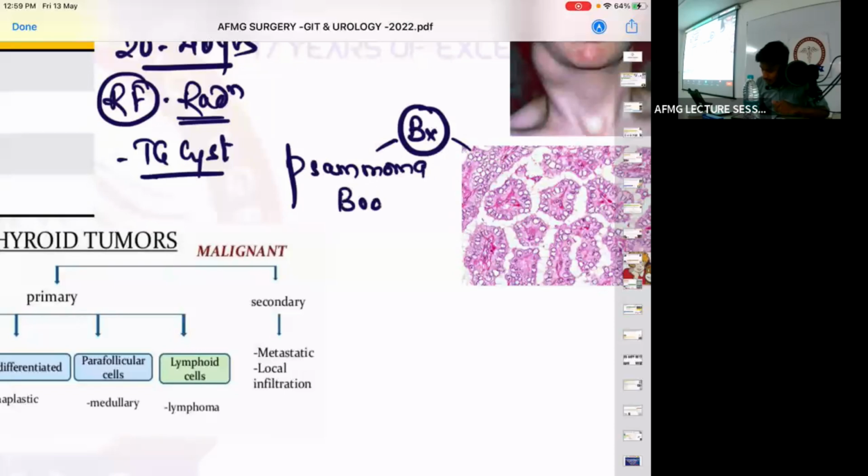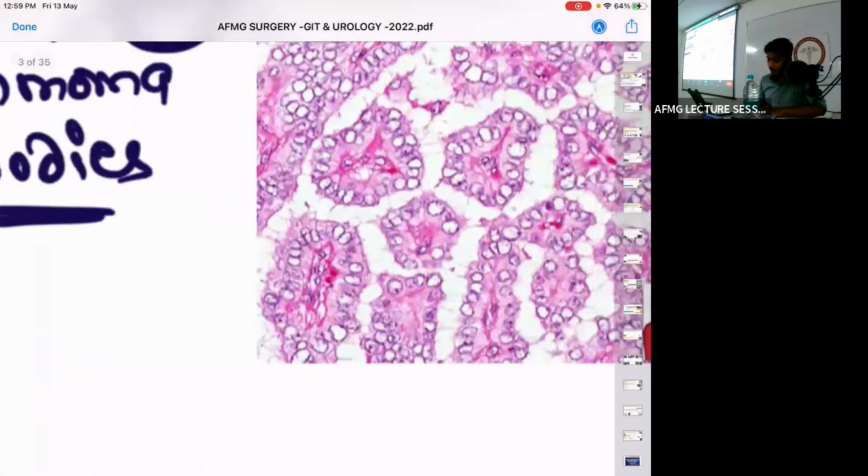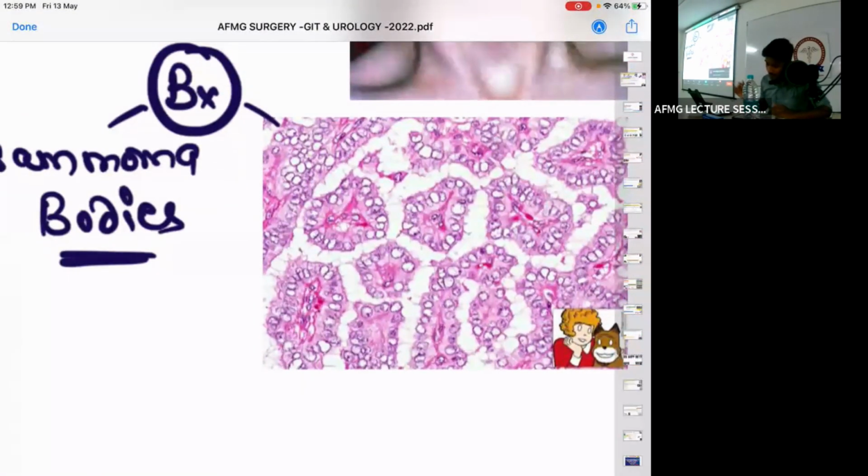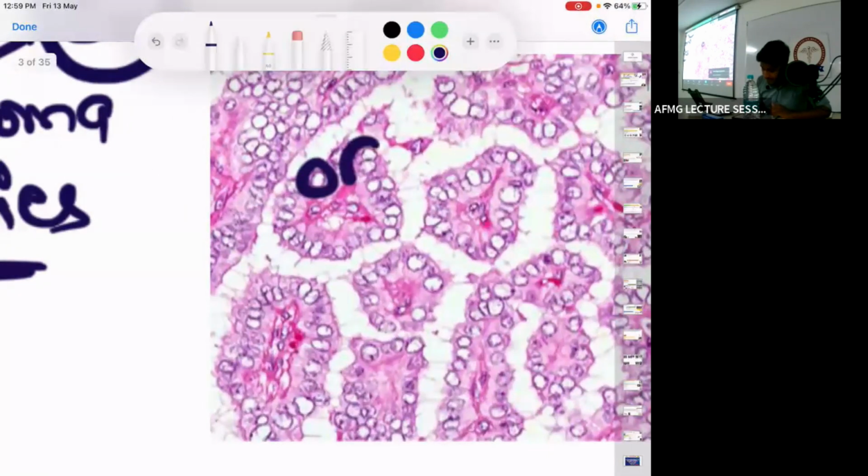Those are called as Psammoma bodies. So Psammoma bodies are a feature of which thyroid cancer? PSM, जल्दी से. P for papillary thyroid cancer or papillary renal cancer. S for serous cystadenoma. M for meningioma and mesothelioma. Shabash. Along with Psammoma bodies on the biopsy, I will also be able to appreciate these empty nuclei.